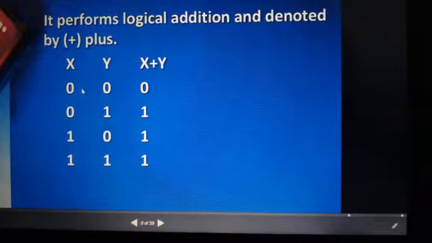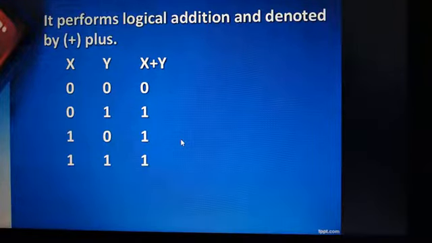So when 0 and 0 add, the value comes 0. When 0 and 1 add, its value comes 1. When 1 and 0 add, its value comes 1. And 1 and 1 add, then its value comes 1. In computer, 1 and 1 is used as 1. It is not like in mathematics that 1 and 1 is 2. So in computer, 1 and 1 is 1.